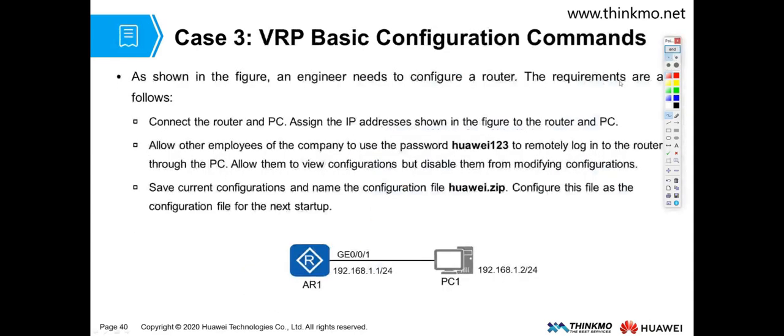Now, if we want to configure the router in the future, let's say we want to assign the IP addresses shown in the diagram to the router and this PC, which means 192.168.1.1 and 192.168.1.2, and allow some other users in the company, some other employees, to use the password Huawei 123 to remotely log into this router through the PC, allowing them to view the configuration but not modify it.